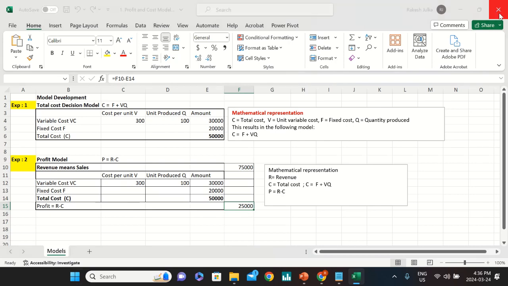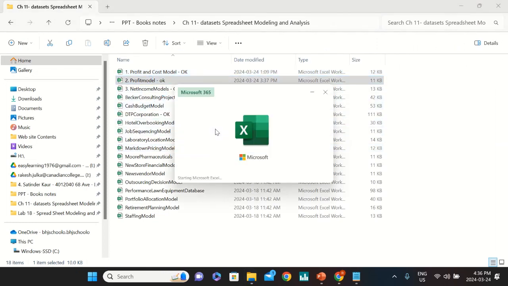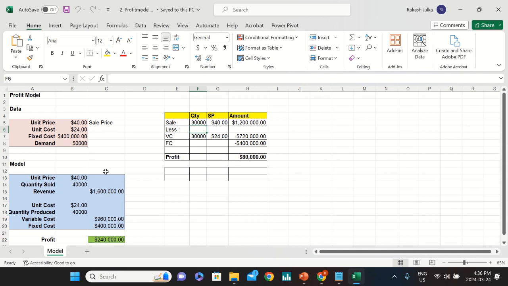The second file that I'm going to open is the profit model. The profit model is totally based upon the total profit. Let's take an example with the unit price, unit cost, fixed cost, and demand. We have 50,000 demand, but the quantity sold is 40,000. On the basis of the sales, we can calculate how much profit we have earned.